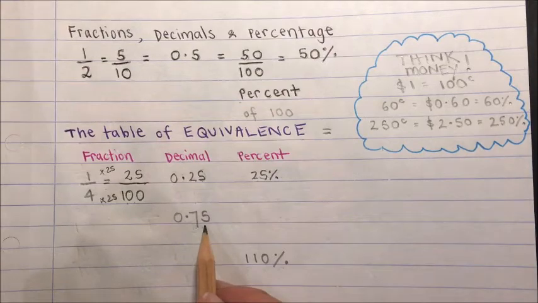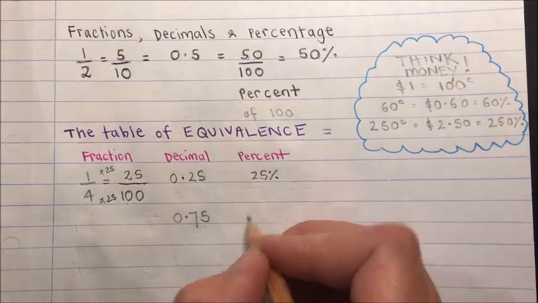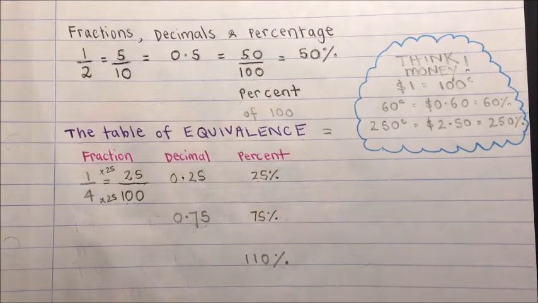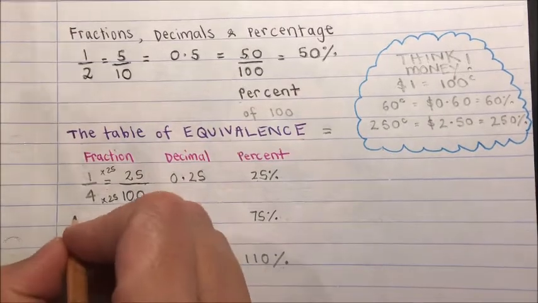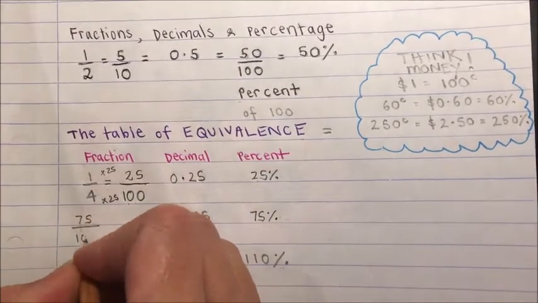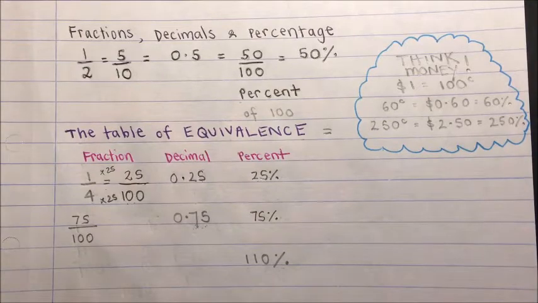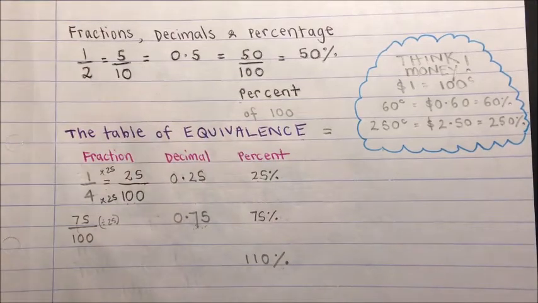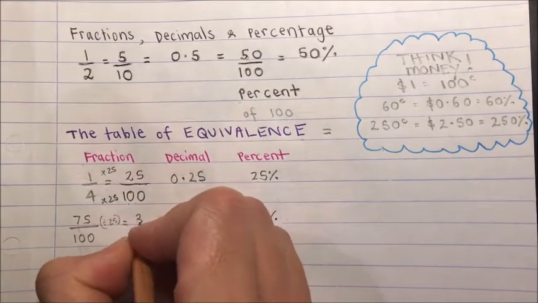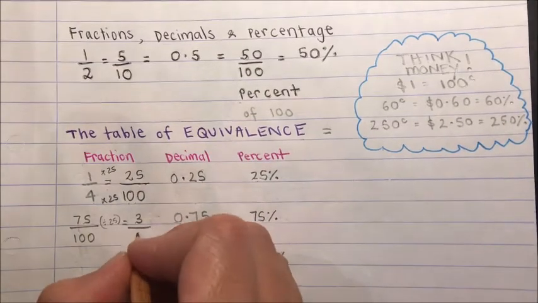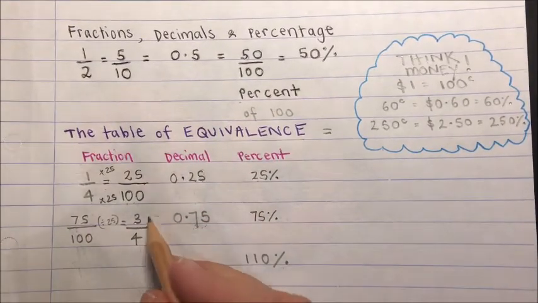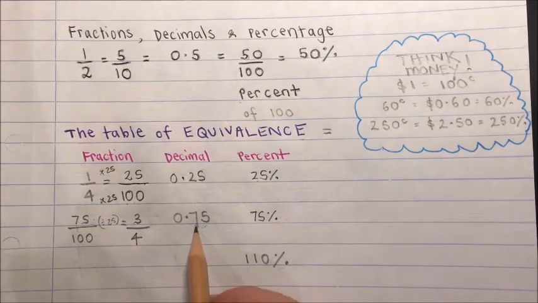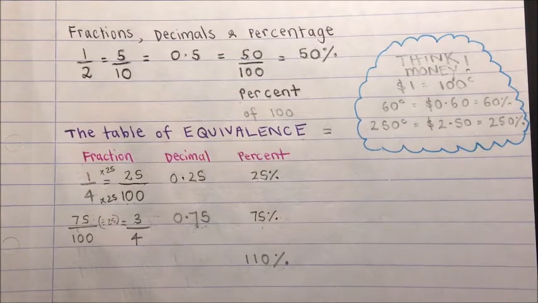This will be easy here: 75. We know that's 75 hundredths. It's like 75 cents, 75%. Let's express it as a fraction: 75 over 100. And I know these have a common factor, which is 25. So I'm going to divide both by 25. 25 goes into 75 3 times, and it goes into 100 4 times. So 3/4 is the same as 75 over 100, is the same as 0.75, is the same as 75%.